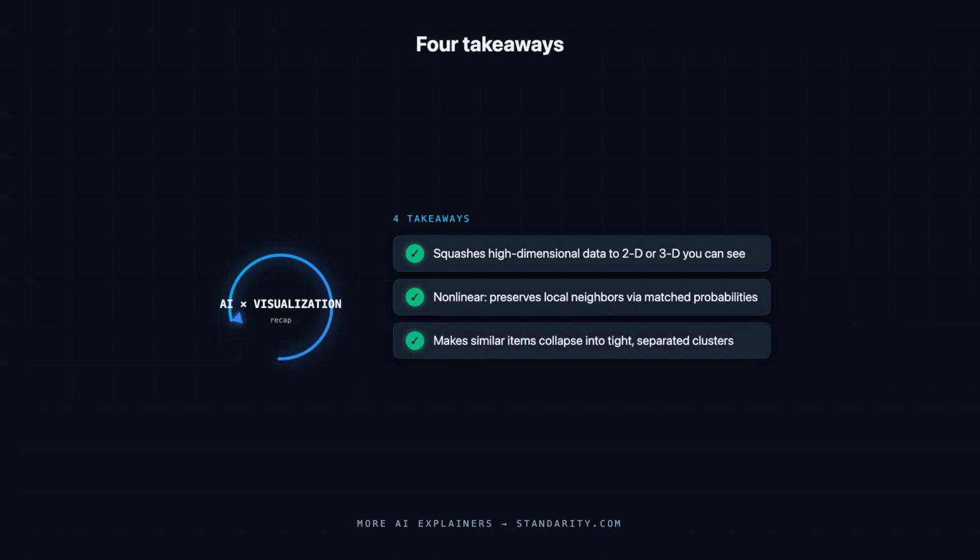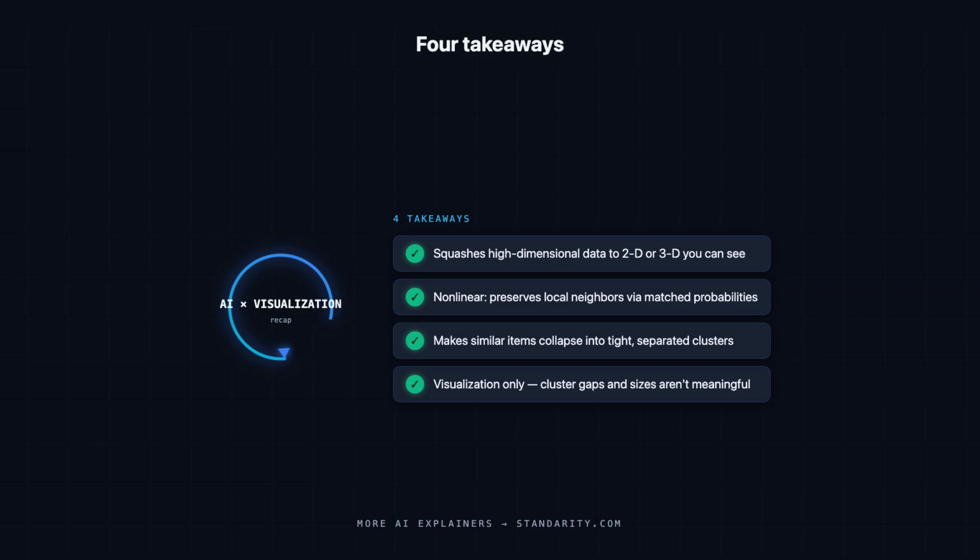That focus makes similar items collapse into tight, well-separated clusters, which is why it's the standard tool for inspecting embeddings. But treat it strictly as a viewer, since the sizes of clusters and the gaps between them aren't really meaningful, and the perplexity setting can quietly change the whole result.